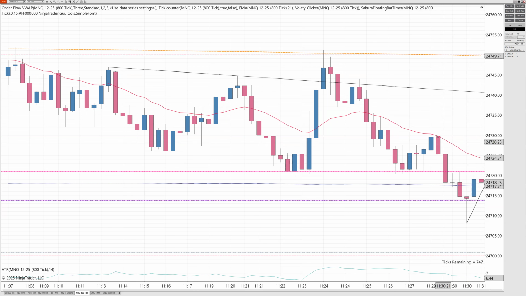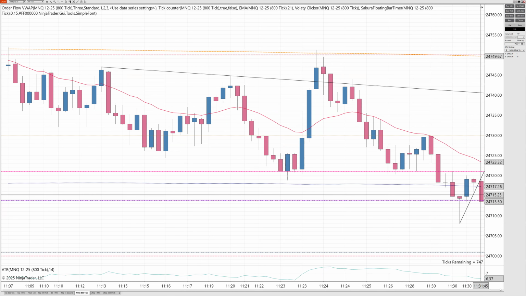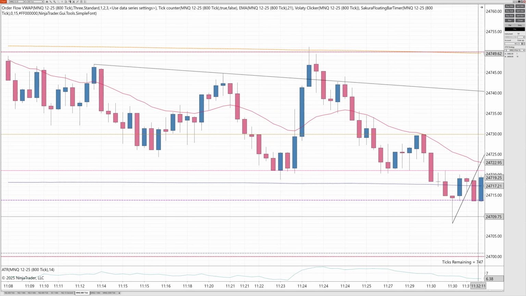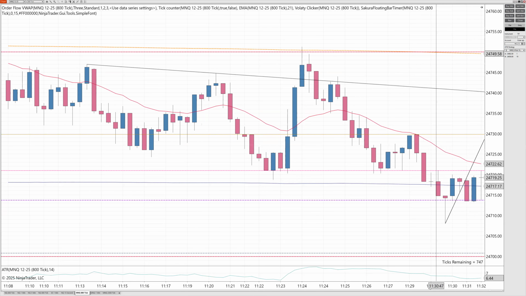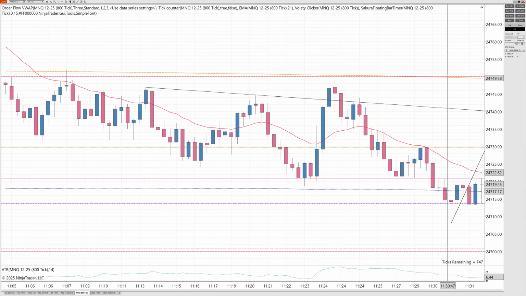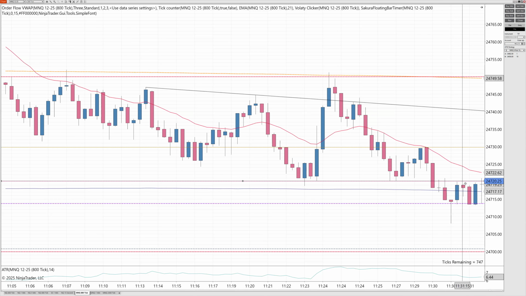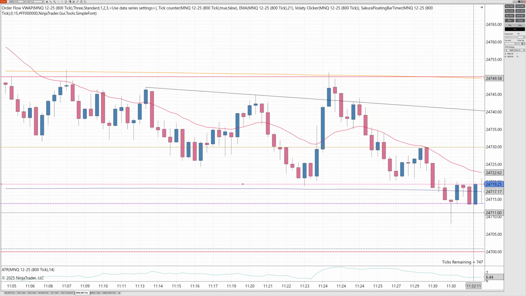We have resistance overhead. So this is a trade to go down. It did trigger and it stopped us out. Hold on. No, sorry, the original down trade. Oh no, hold on. Technically speaking, the runner is still running. So this would have been the trigger here.